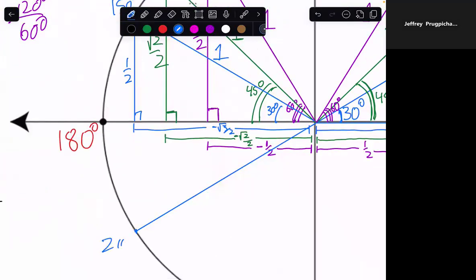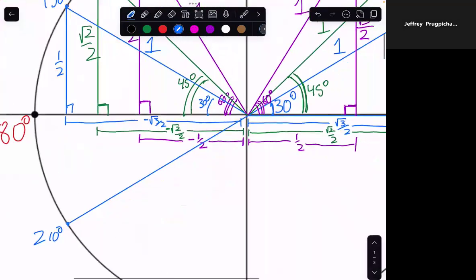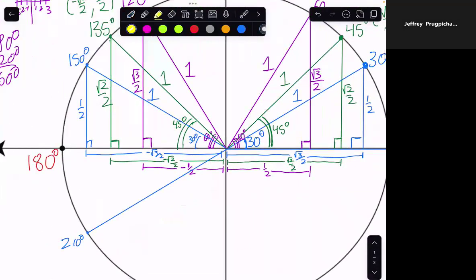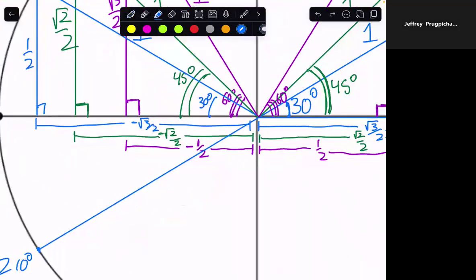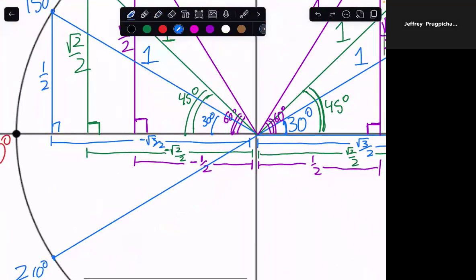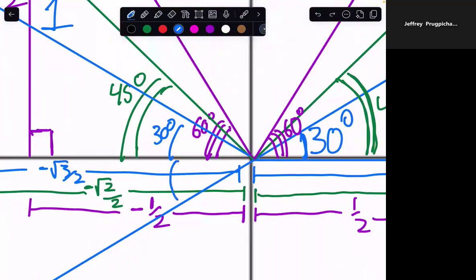Okay, so 210 degrees will be about here. And again, what that actually represents is from here to here is 210 degrees, right? But the part that we're more interested in is the remaining part. So from here to here was 30 extra degrees.